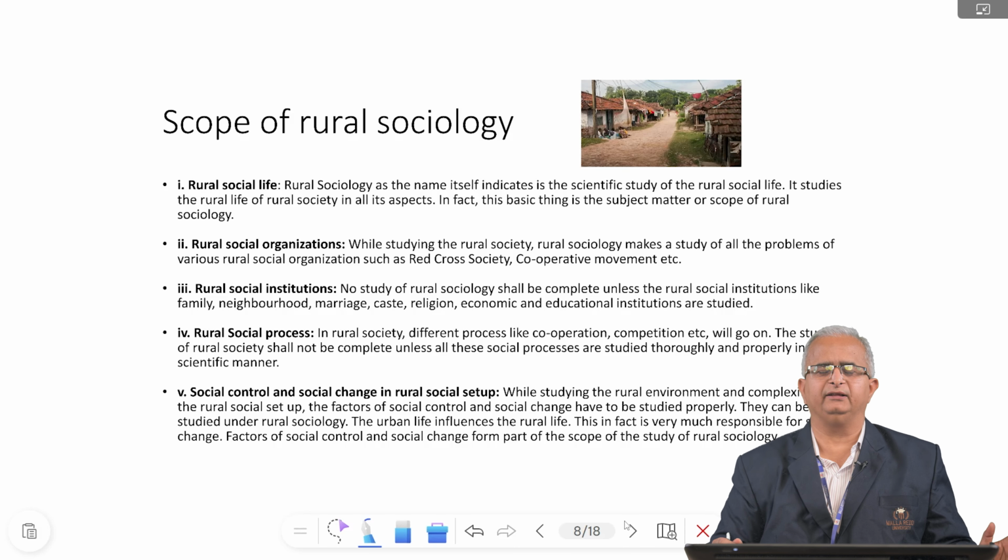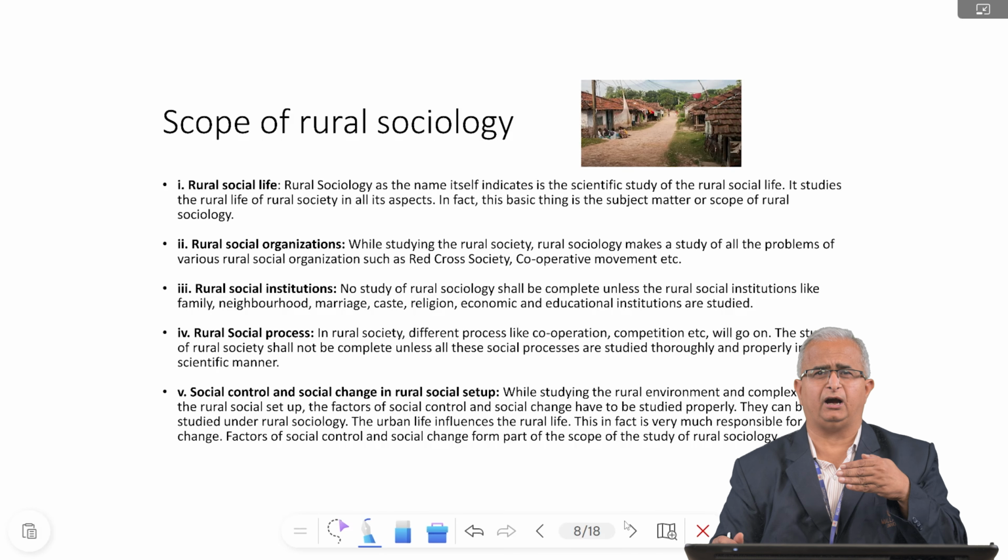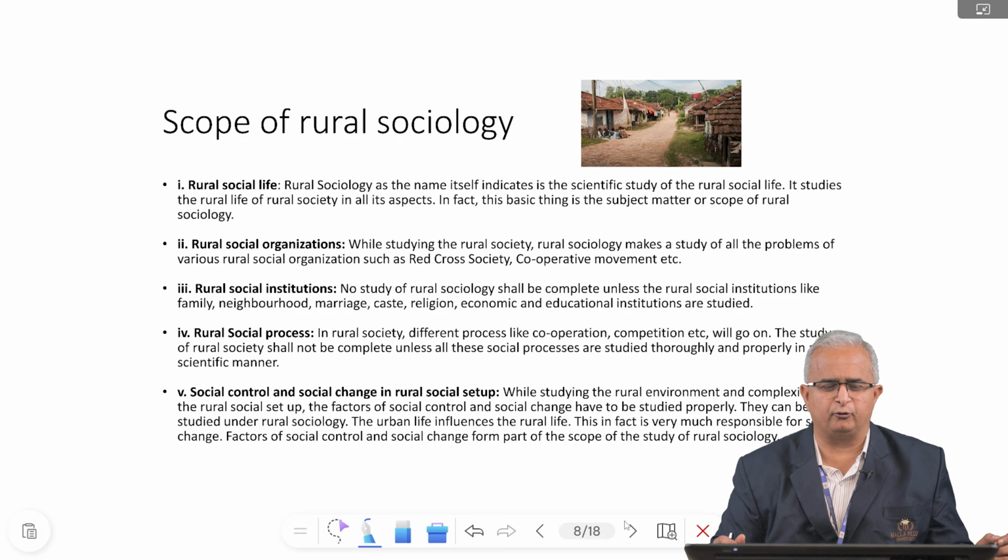Now we try to understand the scope of rural sociology, the subject matter of the sociology. The first thing is rural social life. Here we study the entire life of the rural people, how rural society leads its life. We study this as a subject matter of rural sociology.